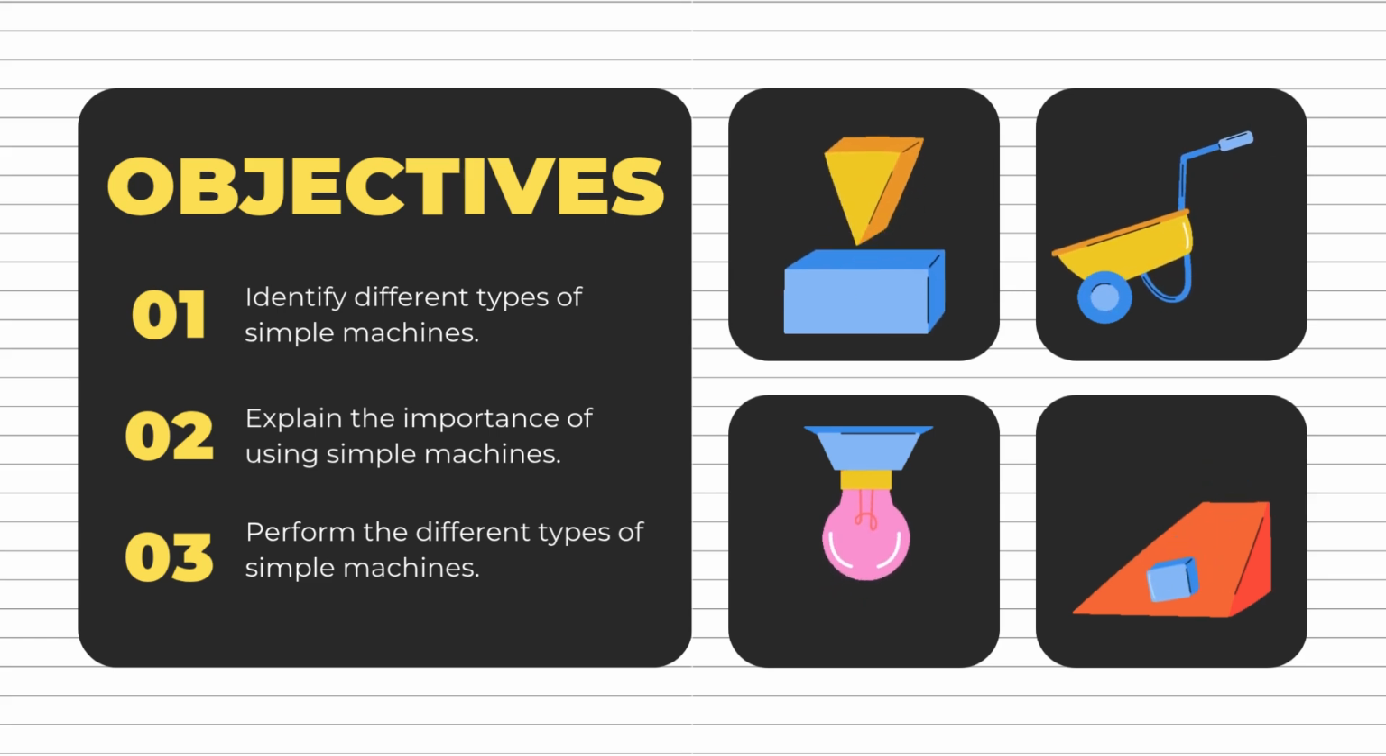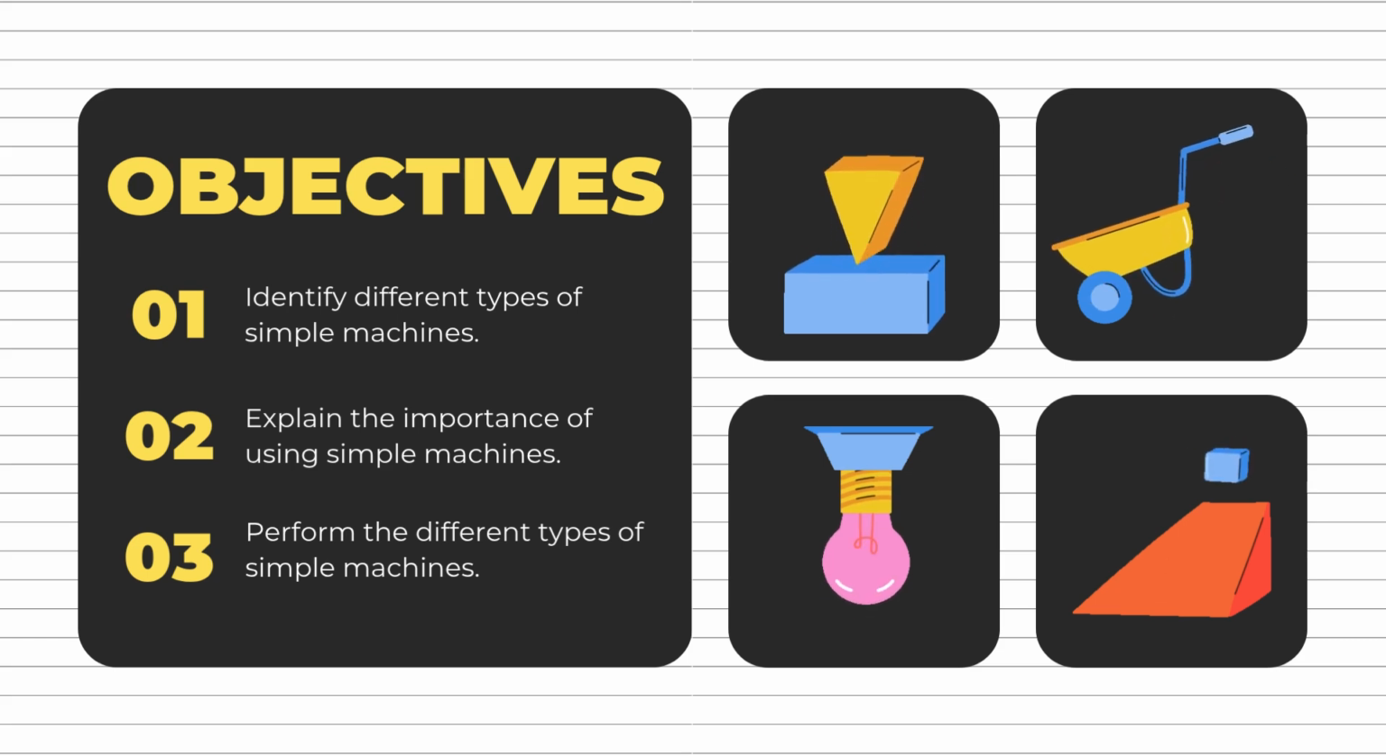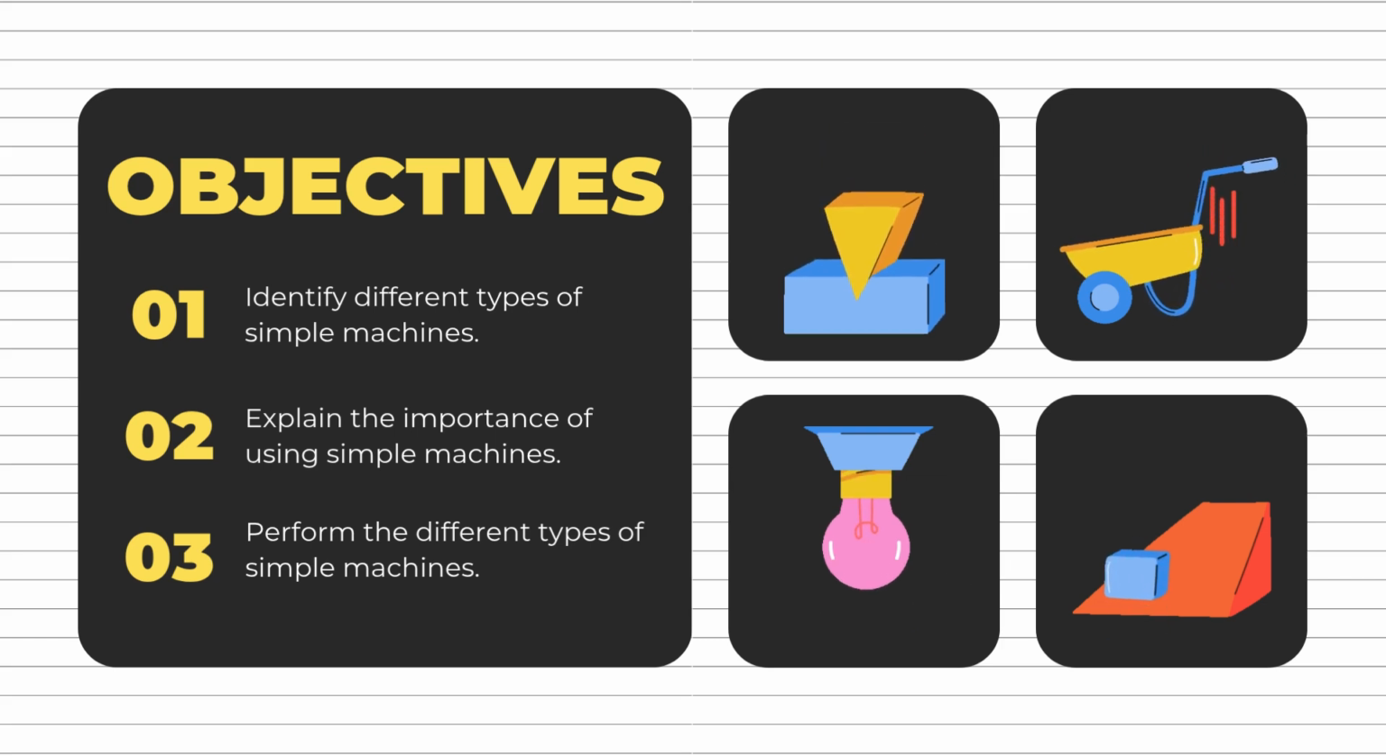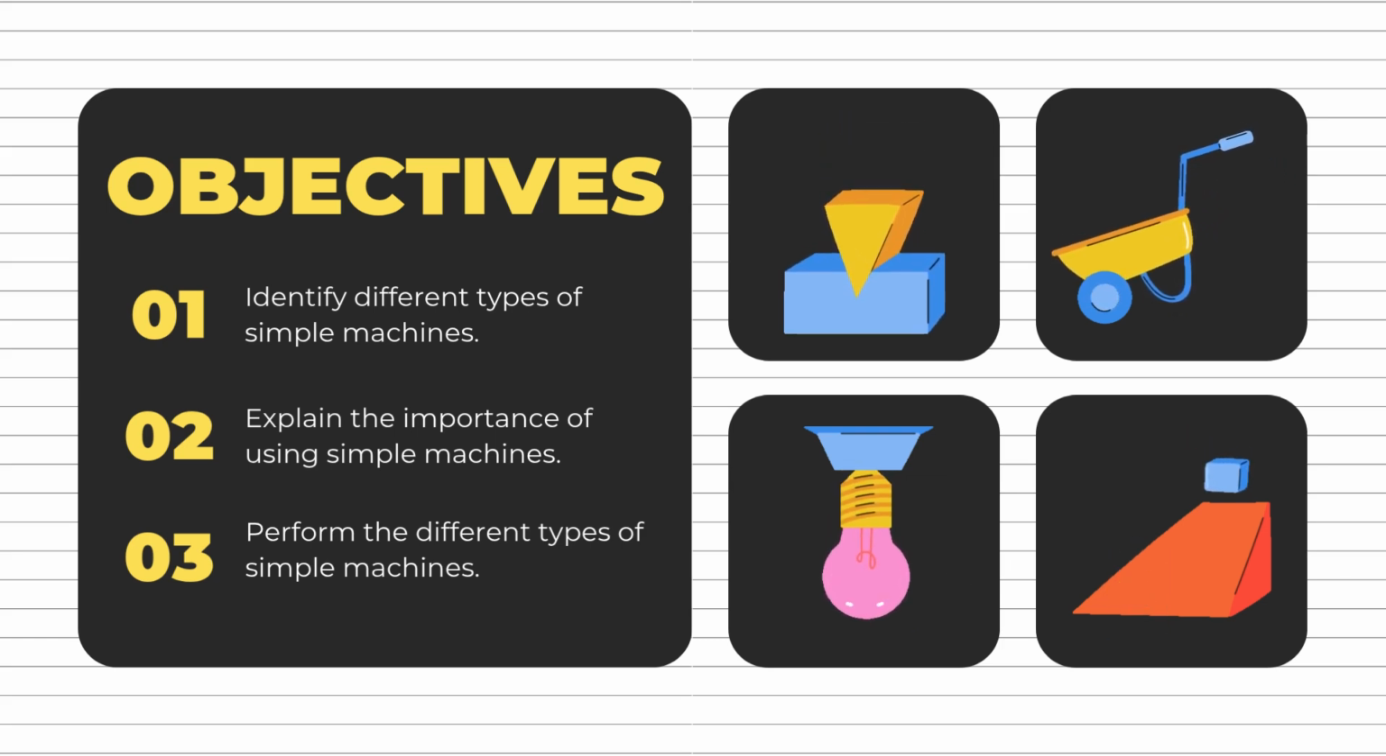Our objectives for today's lesson are the following. First, identify different types of simple machines. Second, explain the importance of using simple machines. And third, perform the different types of simple machines.